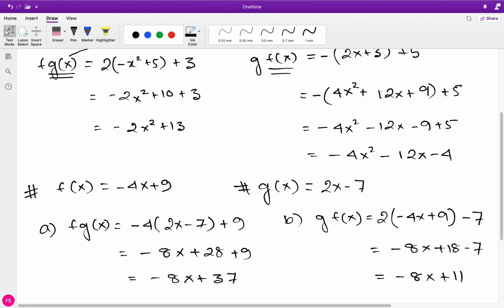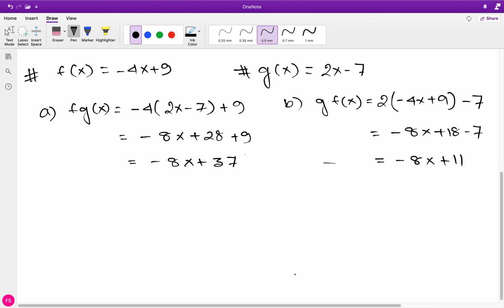Okay, now you can see that f of g of x and g of f of x are never the same. Same goes for this one. F of g of x and g of f of x is not the same. It's negative 8x plus 37 and this is negative 8x plus 11.